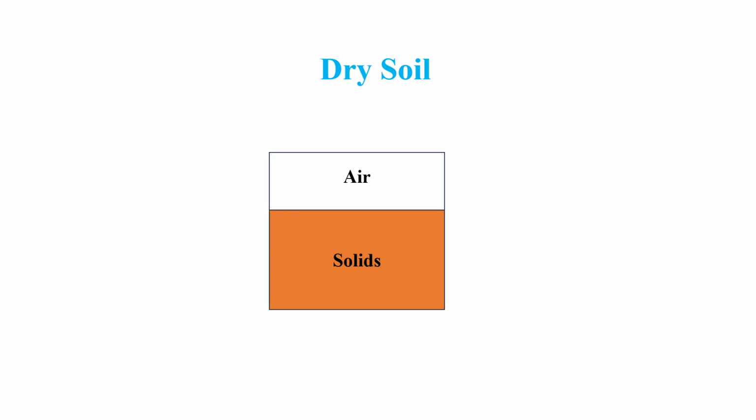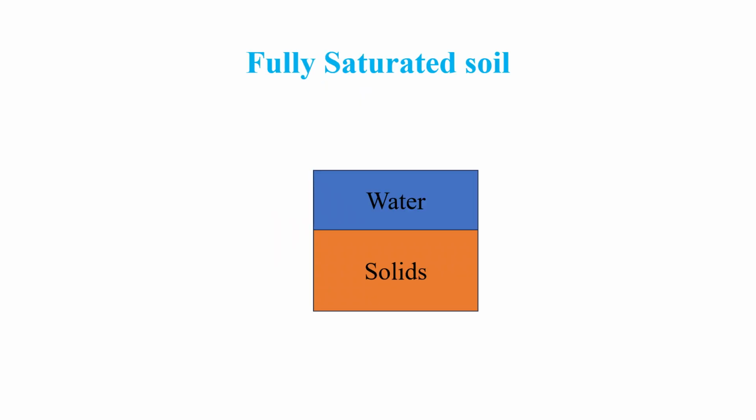Next, let us see the case of a completely dry soil. There will be no water phase, just solids and air. This is a two-phase system. Consider a fully saturated soil. It means all the void spaces are filled with water. So only solids and water, again a two-phase system.